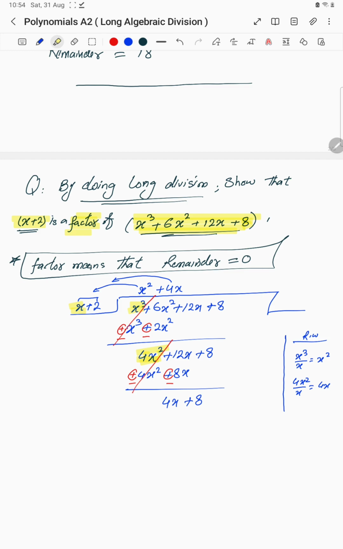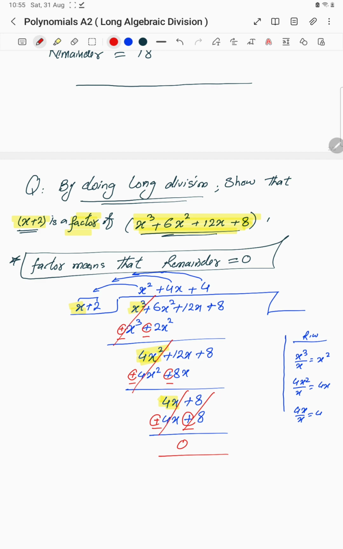Now the new dividend is 4x and the divisor is the same with x. So 4x divided by x, we get plus 4. You write plus 4 here, and now multiply this plus 4 with the entire divisor x plus 2. We get 4 with x is 4x, and 4 times 2 is 8. You change the signs, both cancel, nothing left, it means 0.